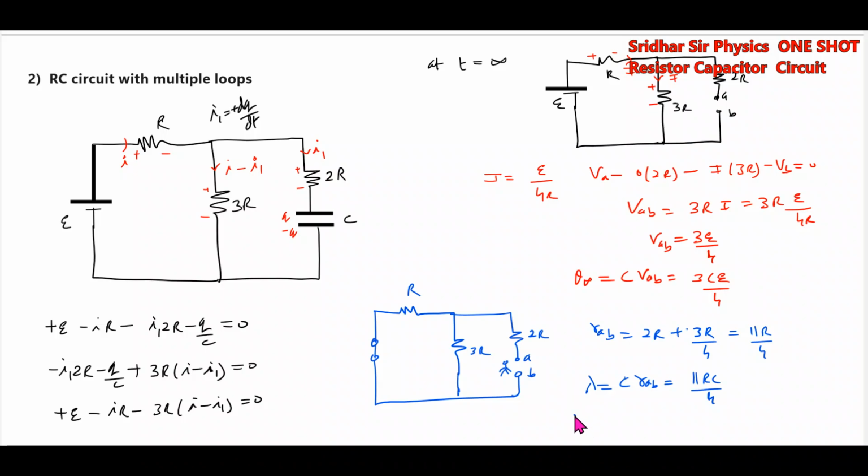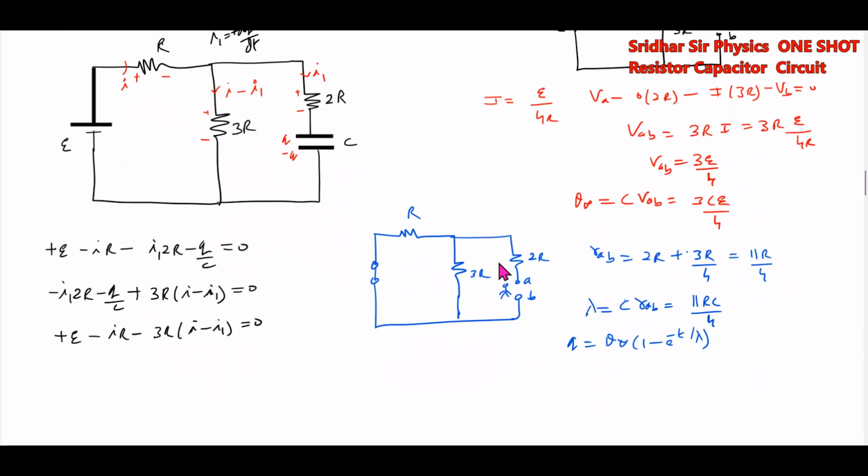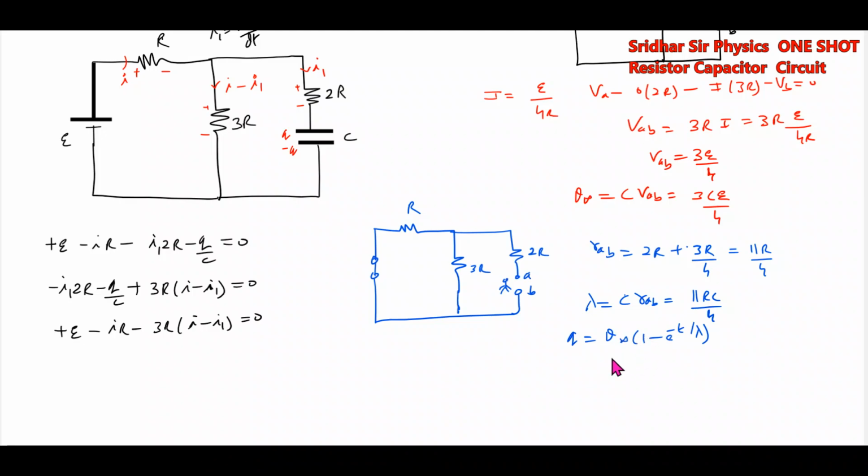Then you can write the expression for charge. Charge equals Q infinity into (1 minus e to the power of minus t by lambda). After substituting this, I'll get the charge in the capacitor at any time t. This will be 3CE by 4 into (1 minus e to the power of minus 4t by 11RC). This is the expression for the charge. Differentiate this and we'll get the current I1.